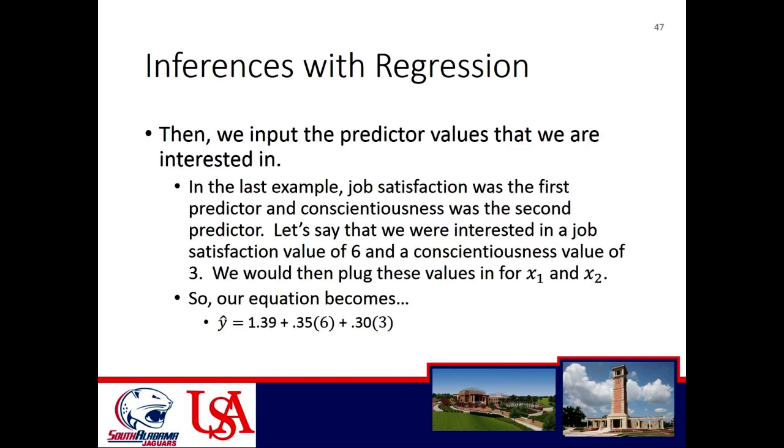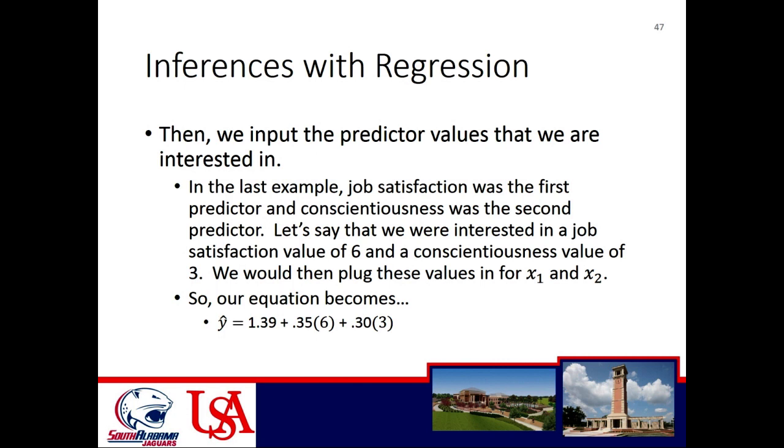Then we would input the predictor values that we're interested in. We would plug in for x1 and x2 the values we're interested in. If this was a homework assignment, I would directly give you those values. I would say, your manager is interested in these two values, go ahead and plug them into your regression equation. In the last example, job satisfaction was the first predictor and conscientiousness was the second. So let's say we're interested in a job satisfaction value of 6 and a conscientiousness value of 3. We would plug those in for x1 and x2.